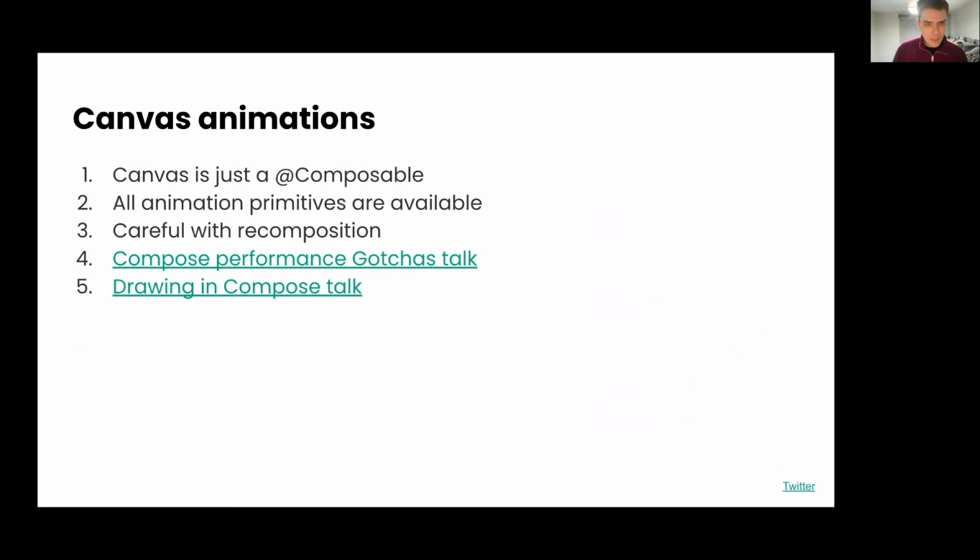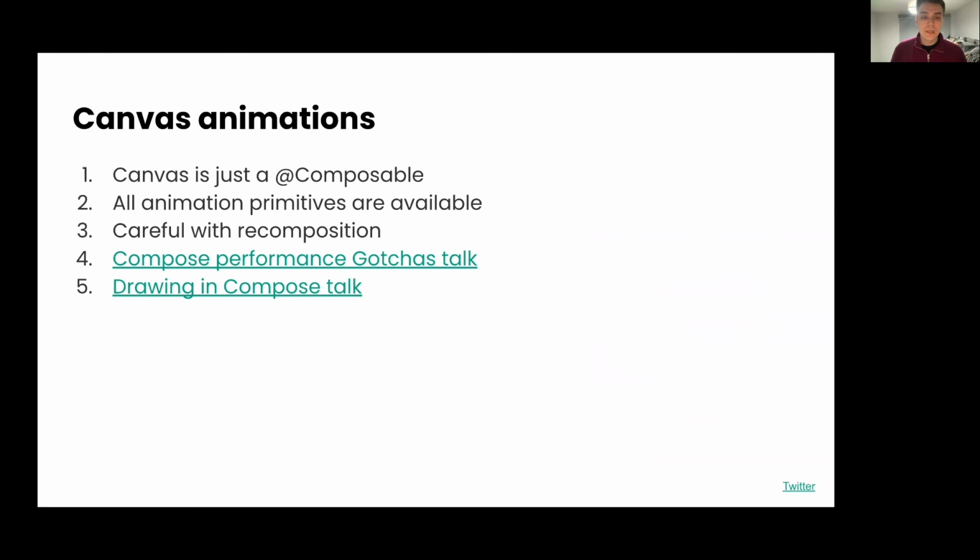So, what to remember when animating a canvas? You should treat a canvas just as a composable function, but we have a draw scope in it, and that's why we can draw shapes and colors inside it, right? Other than that, it's just like a regular composable function. Therefore, we can use all the animation primitives such as transitions, animate state functions, animatable, and so forth with canvas, right? And we can animate various paths, circles, colors, and all of the canvas primitives.